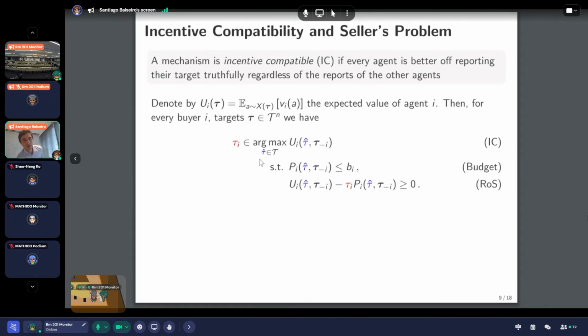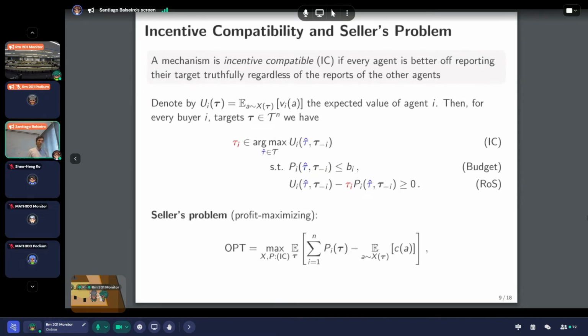And then if I optimize over every other target tau hat, then the optimal should be to report my target truthfully. So here we allow, again, for deviations that are constrained to the budget and the return on spend. And what's the objective of the seller? Well, the seller is choosing a profit maximizing mechanism. It's a mechanism that maximizes the payments from the buyers minus the cost of implementing this alternative, and the seller is maximizing over the allocations and the payments, and this needs to be IC. So this is the problem that we're trying to solve.